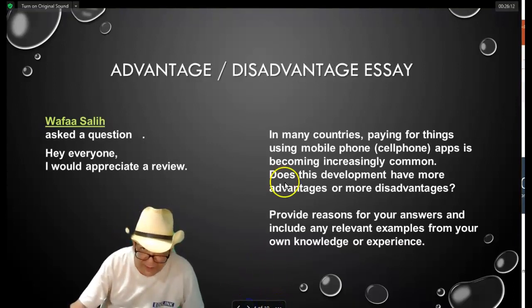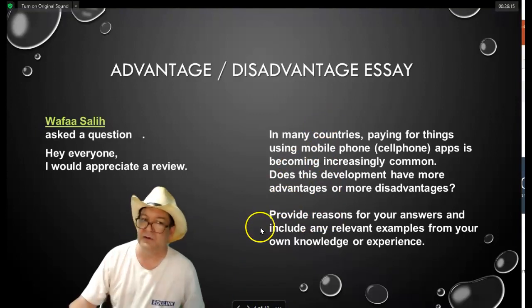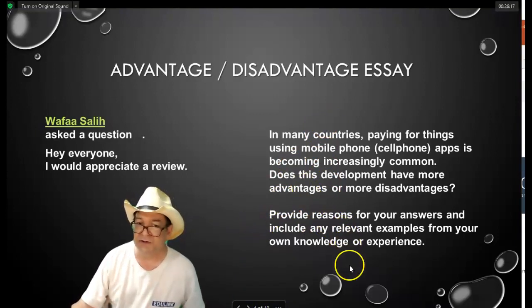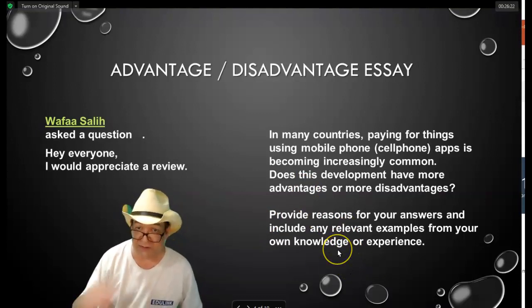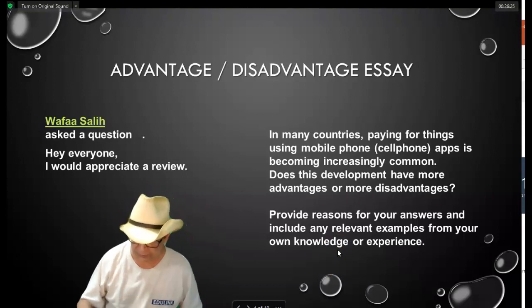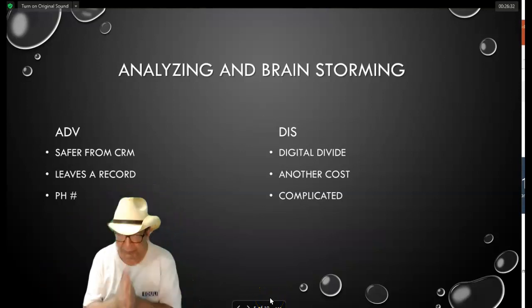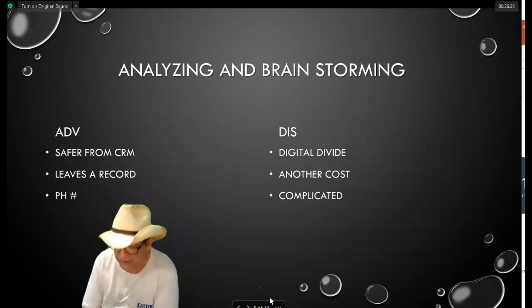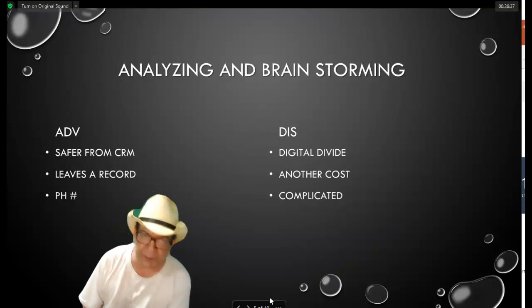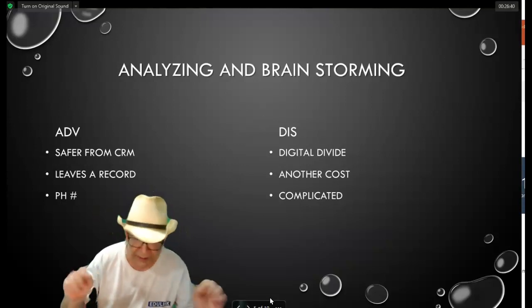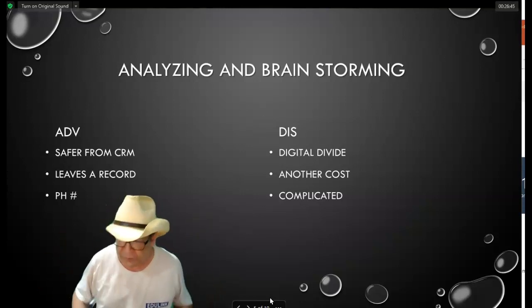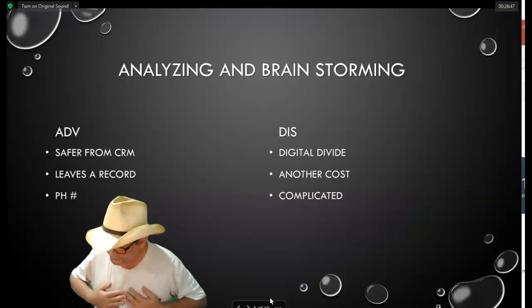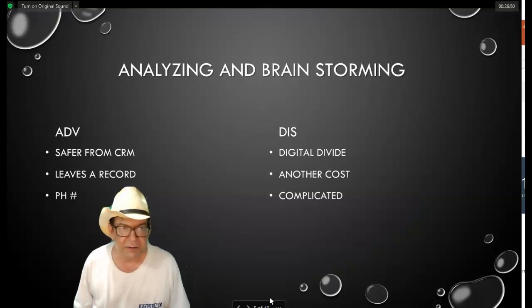All right. Now, this was not in your post. Provide reasons for your answers and include any relevant examples from your own knowledge or experience. This sentence, this paragraph, is in every task 2. I assume for general training as well. So what I'll do is, with an advantages and disadvantages essay, you need to break it down and do some brainstorming. Okay, make 2 little columns, plus, minus, advantages, disadvantages, and just put some ideas down. I came up with a few, and then let's see if they match what our writer is presenting.